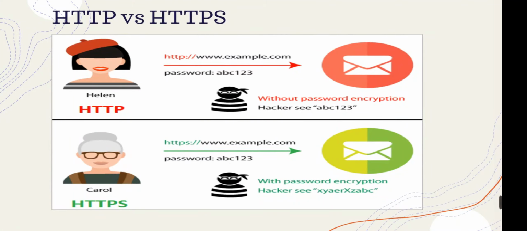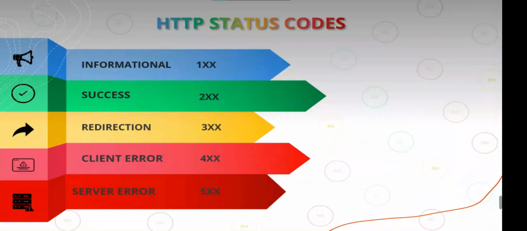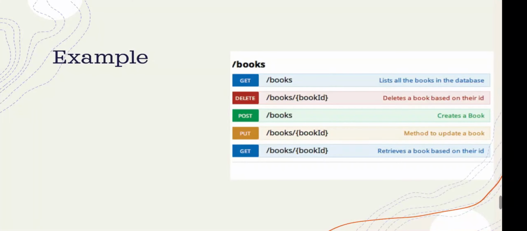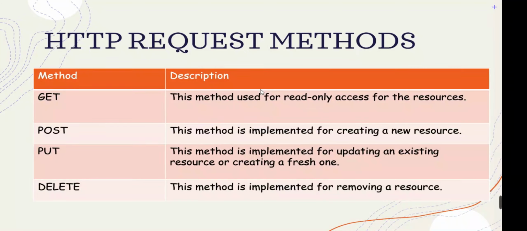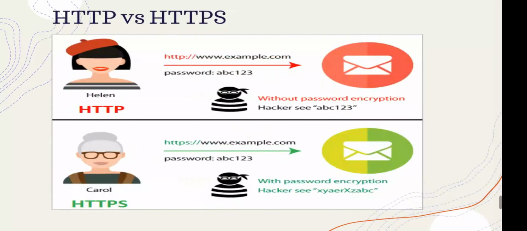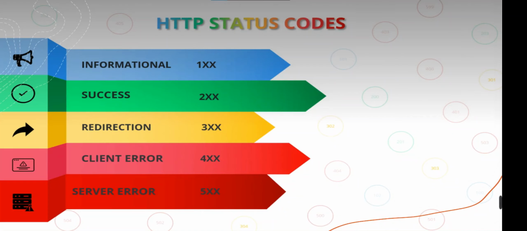HTTPS is a secure protocol. Coming to status codes in the response format, I have said something, you guys remember, I think. This is 200 OK. 200 OK means a success response. Like that, HTTP provides standard status codes. One is informational, 1xx, like 100, 101, 102. The set of status lines are given by HTTP.